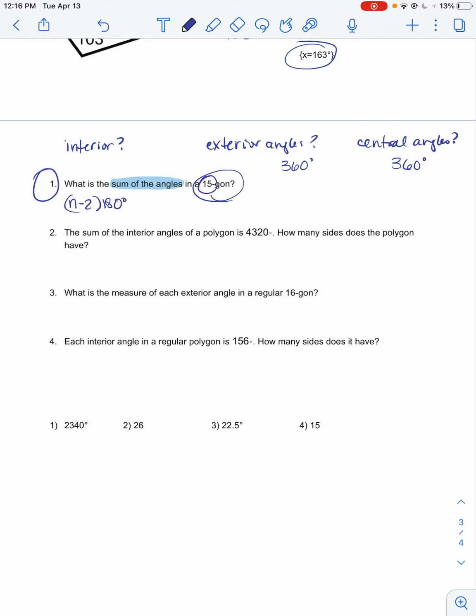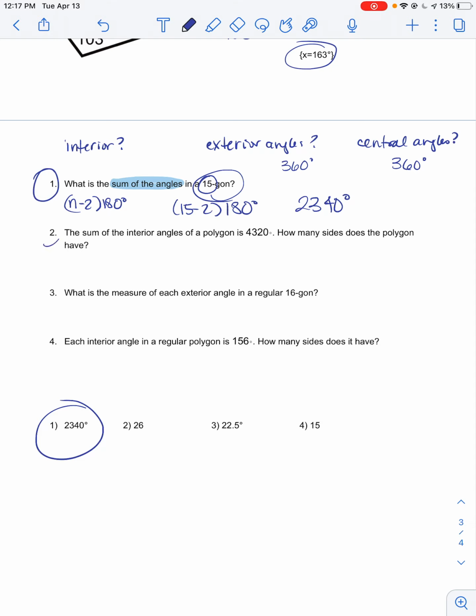This has 15 sides, so I would use 15 minus 2 times 180, or 13 times 180, and I get 2340. And that is why the answer here is 2340. This would be a bad question to ask on a test, though, because it doesn't tell me which angles I'm talking about. So it gave me a great opportunity to talk about what a bad question would be.